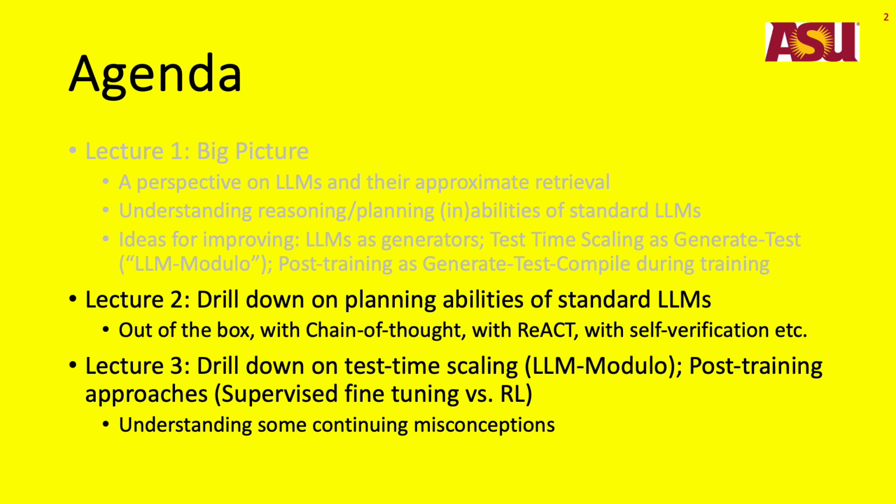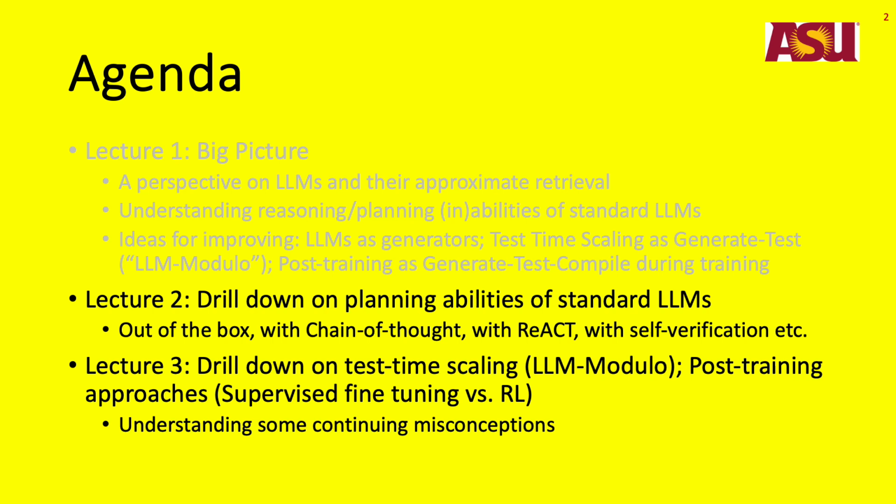So we're going to do the second lecture on the reasoning and the planning abilities of large language models. If you remember yesterday, we did this first part, the perspective on LLMs and their approximate retrieval, understanding, reasoning, and planning abilities of standard LLMs, and ideas for improving. That's what is used in the reasoning models: LLMs as generators, test time scaling, and the LLM-Modulo and post-training.